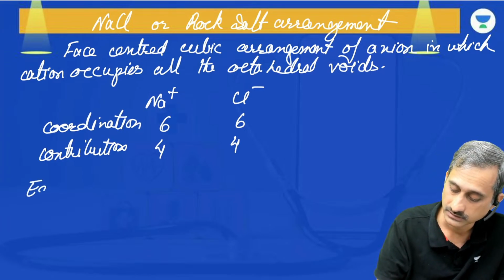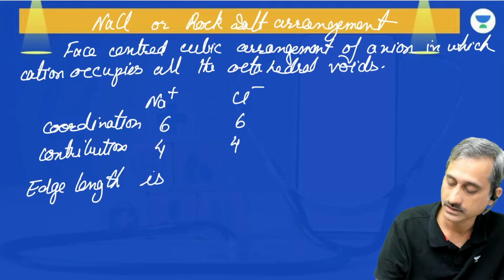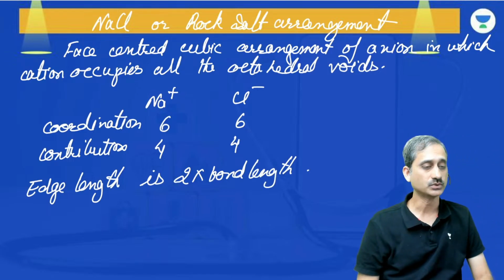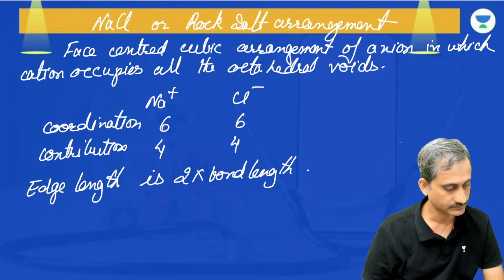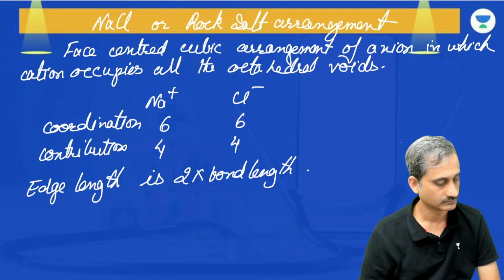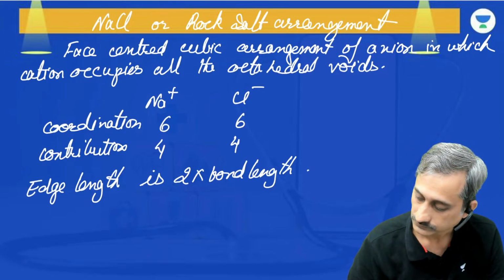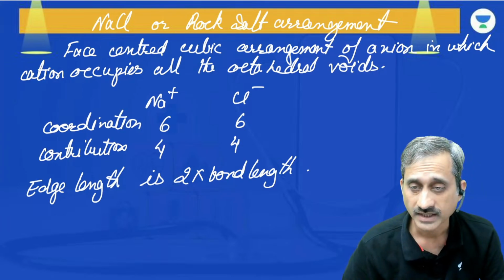And now you need to remember the edge length is 2 into bond length. So this is all about the sodium chloride arrangement, and you need to remember it. Is this clear? Any kind of confusions?